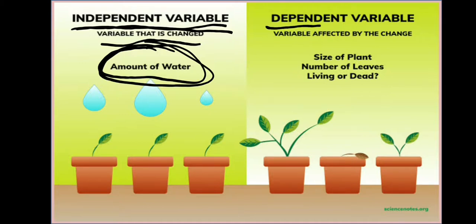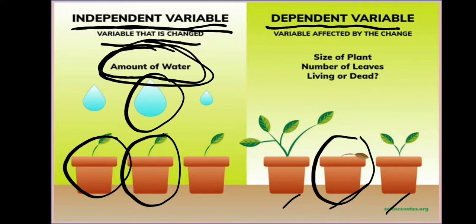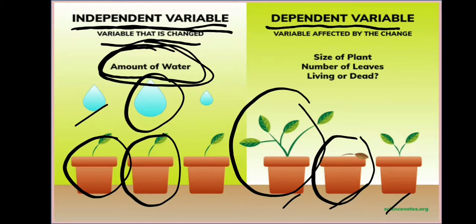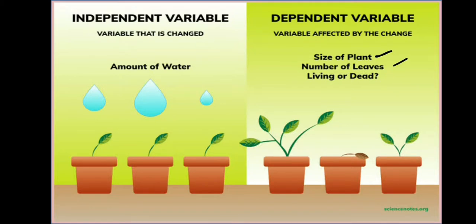Now, what is dependent variable? Dependent variable is simply the effect of the change that happens in the independent variable. So now we have here the three kinds of pots. The middle pot receives the largest amount of water, and the result is the flower is dead. And then the first pot receives enough water and it grows. It is living. So whatever the amount of water is, there is an effect on the dependent variable, which is, of course, the size of plants, the number of leaves, and living or dead.